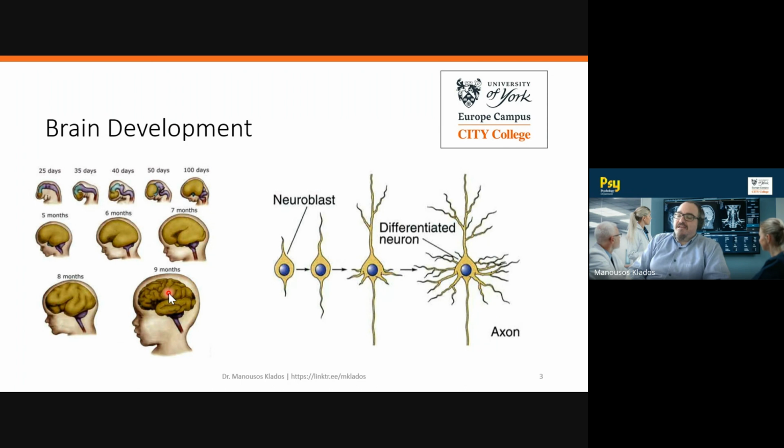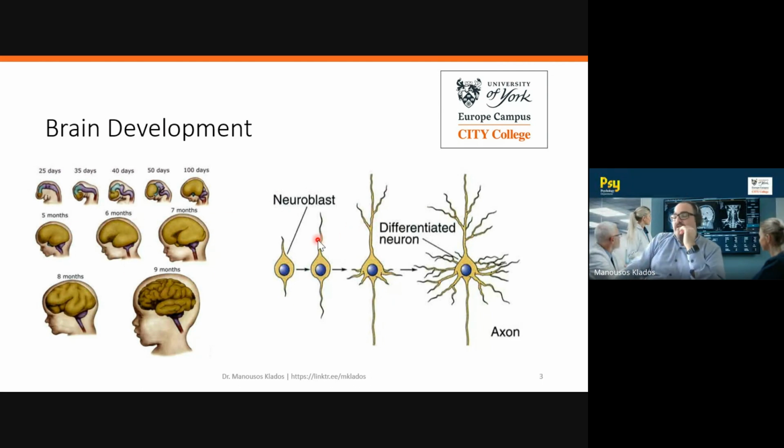These sulci and gyri are there because the brain has enlarged mainly, but in a very confined space, which is the scalp. So it makes these wrinkles in order to fit its surface inside a very confined space.